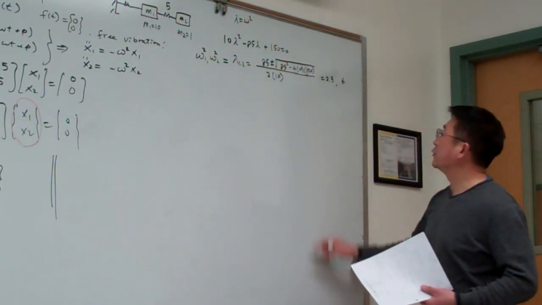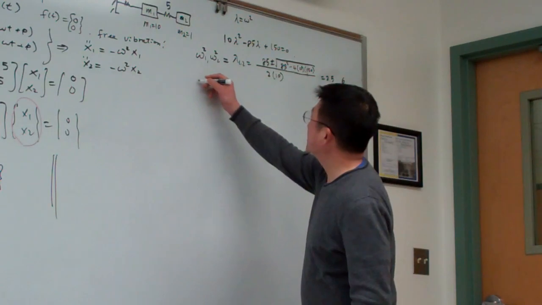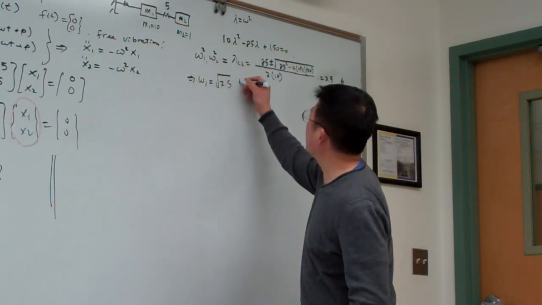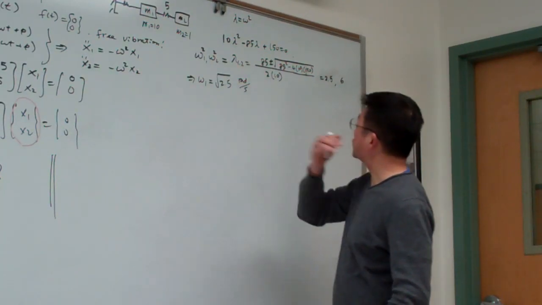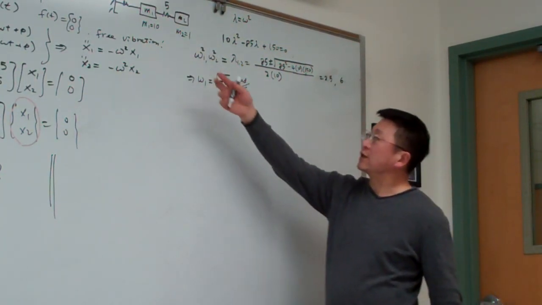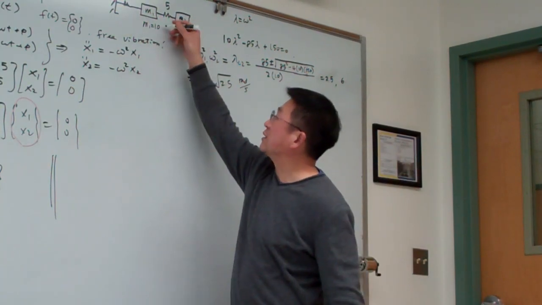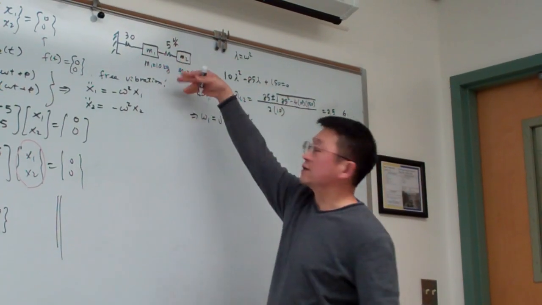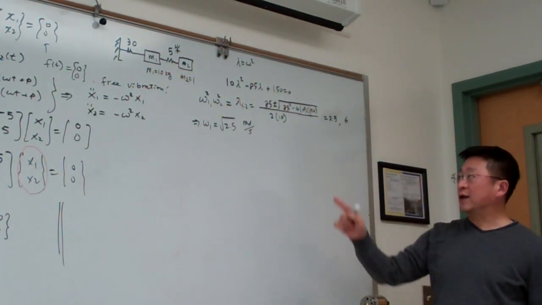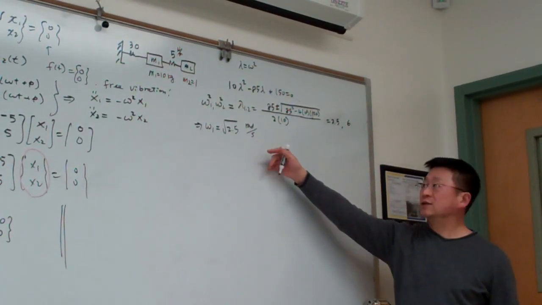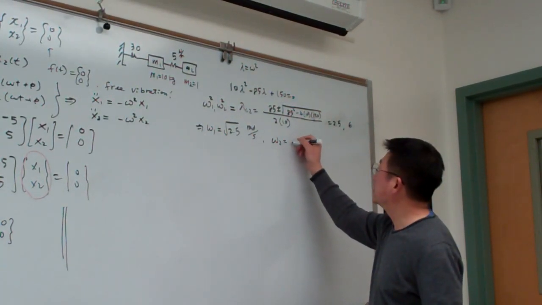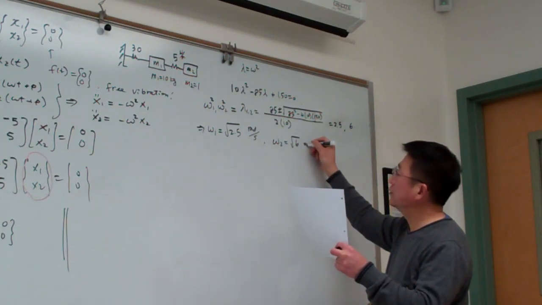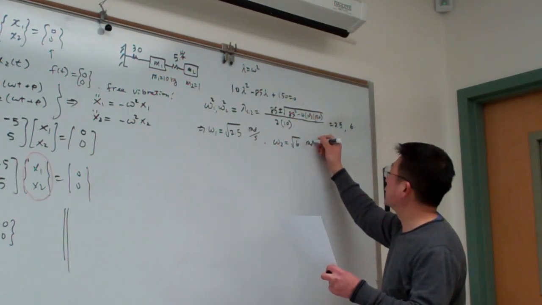So for example, omega 1 equals the square root of 2.5, and the unit comes out right away. Assuming this is 10 kilograms and this is Newton per meter, if the units are consistent like this, then the result is in this unit. Omega 2 equals the square root of 6, in radians per second.